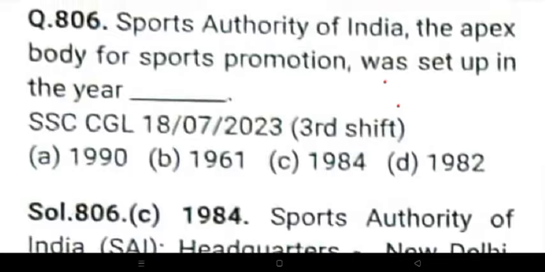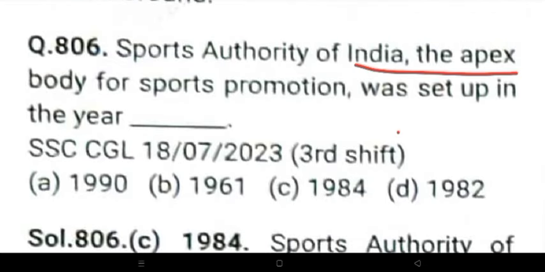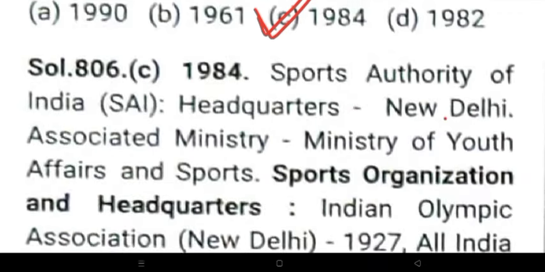Next, the Sports Authority of India, the apex body for sports promotion, was set up in the year 1984.